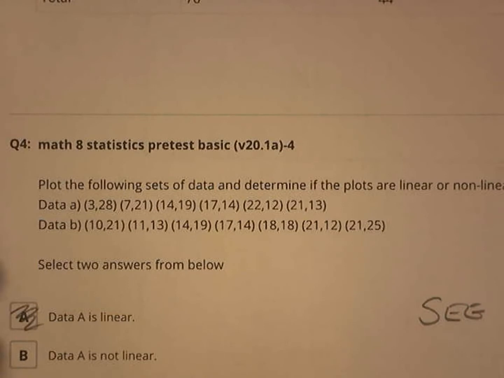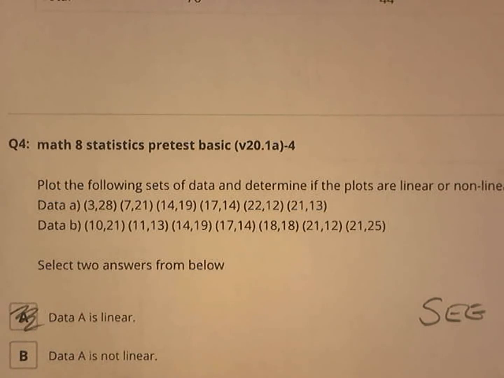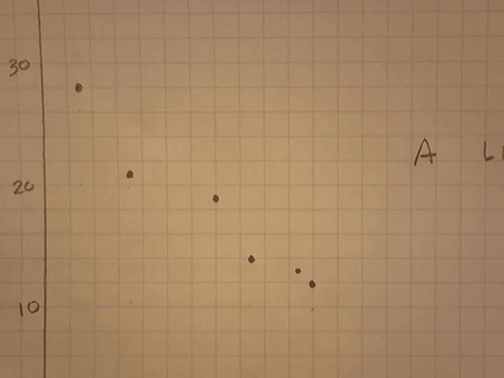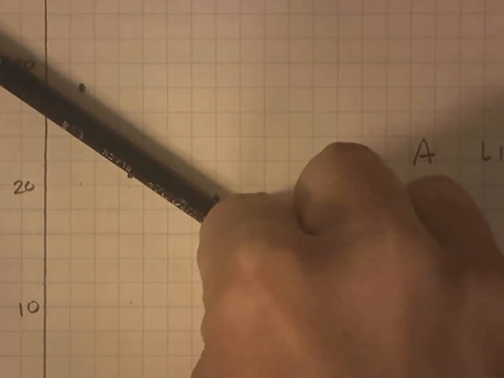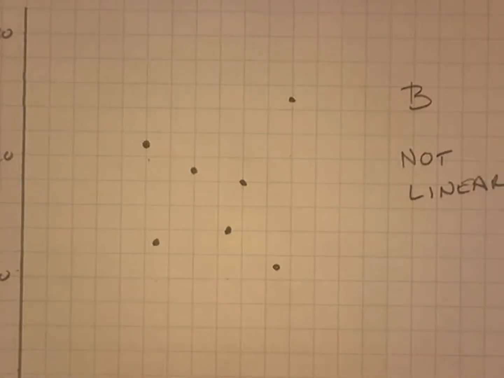All right, here are two sets of points. I want to know which one's linear and which one's not linear. So A is linear, B is not linear. And how did I get that? Well, I graphed it. I graphed A and I graphed B. So here's the graph for A, and you can see it's not perfect, but it is making a line like that. And this set of points is just kind of a mess and not making a line.